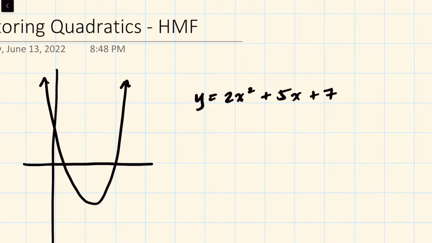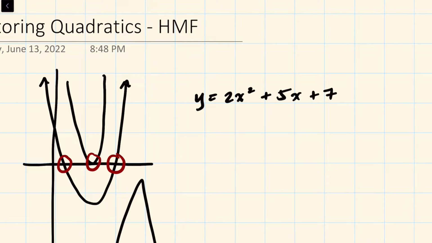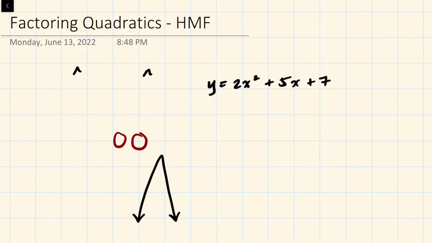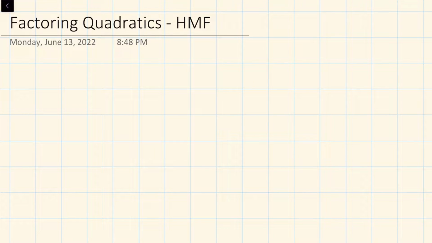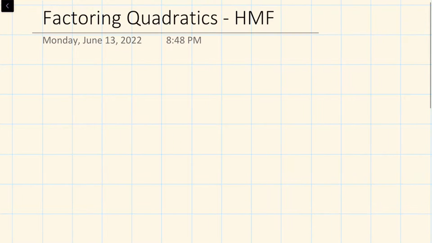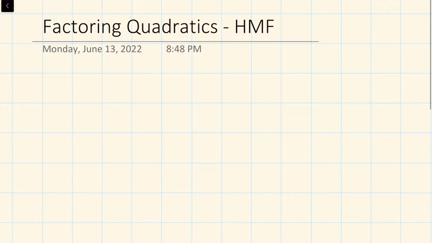And you'll notice it intersects the x-axis 2 times. It could also intersect the x-axis only once here, or it could not intersect the x-axis at all. And what we do when we're factoring a quadratic here is we're essentially finding the x values at which the quadratic, or the parabola, I should say, intersects the x-axis here.